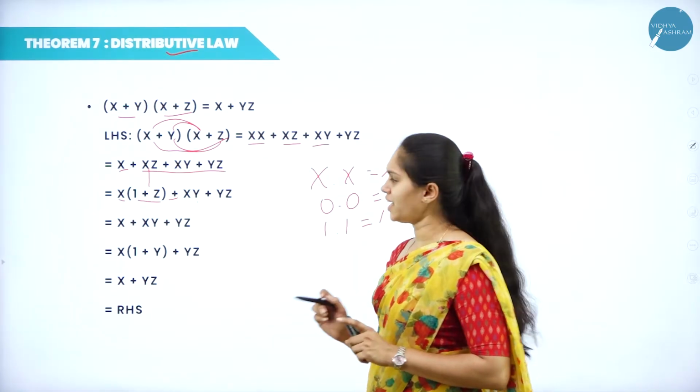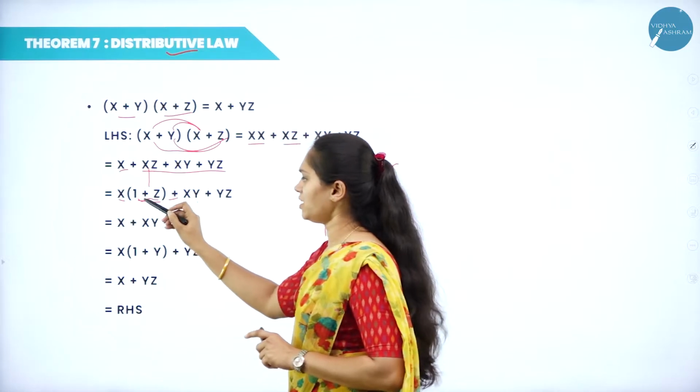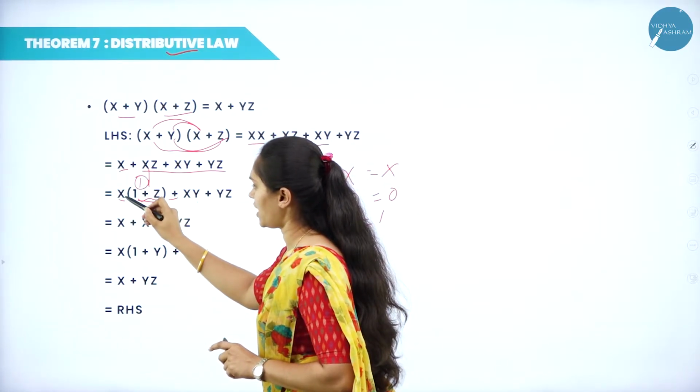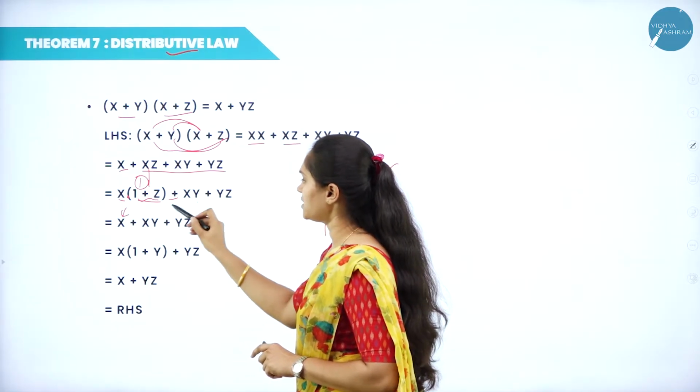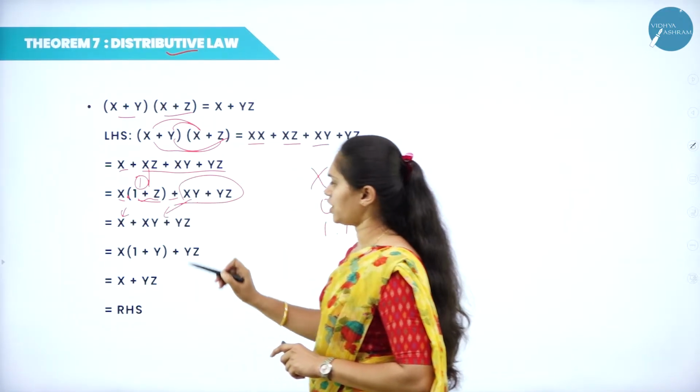As we all know, if I add any variable with 1, it will be 1 itself. So x dot 1 will be x as it is. Then, I am going to write the remaining value here.